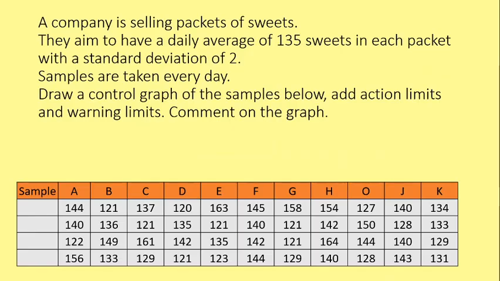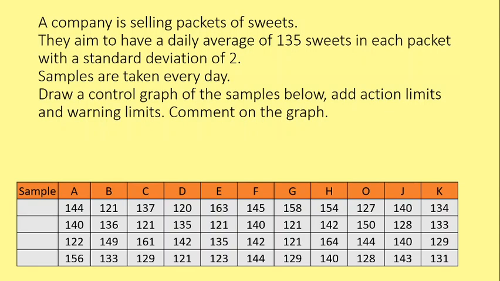Okay, last question I'm going to do. A company selling packets of sweets aims to have a daily average of 135 sweets in each packet, with a standard deviation of 2. Samples are taken every day. Draw a control graph of the samples below. Add action limits and warning limits and comment on the graph. Pause the video, do it please.